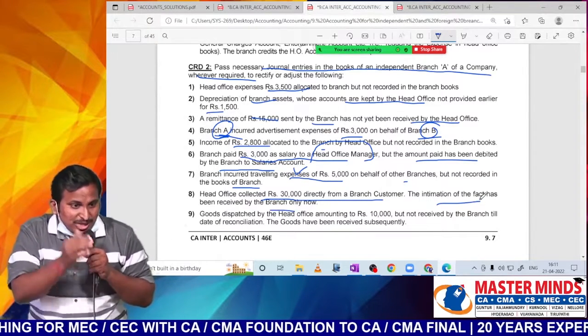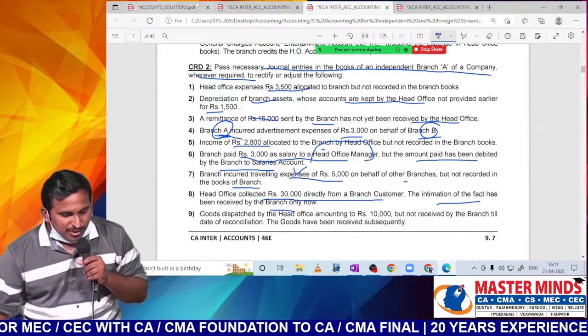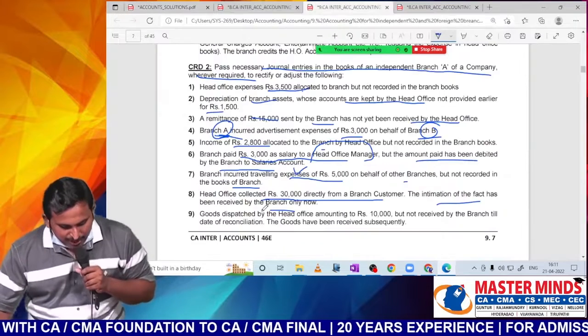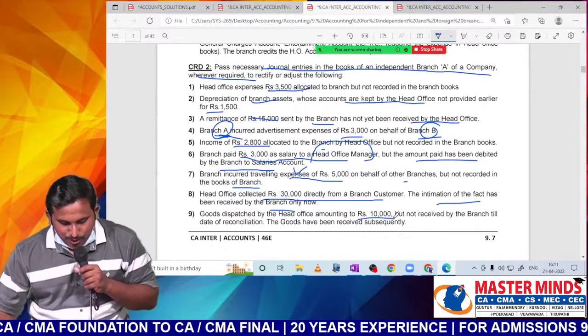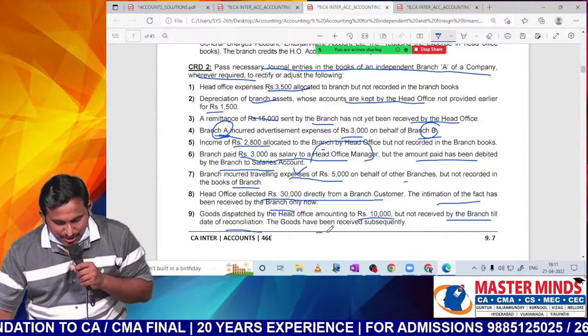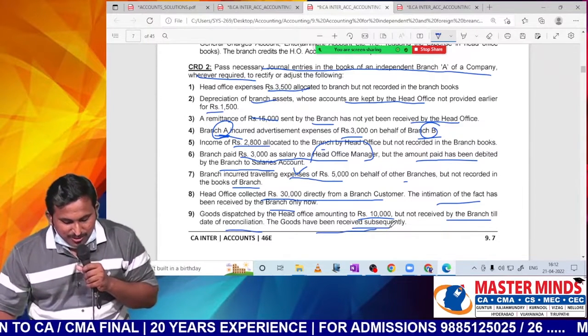Branch customer. So thereby debtors should reduce. So we will credit the debtors, debit to head office. Next, goods dispatched by head office amounting to 10,000 but not received by the branch till the date of consolidation. Reconciliation. Goods have been received subsequent.